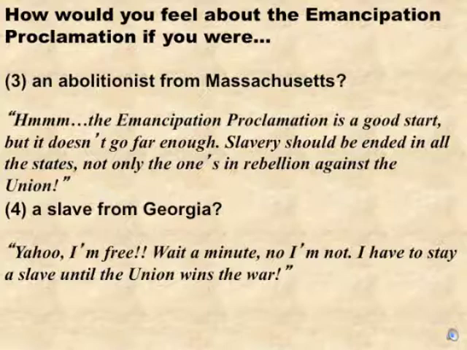A slave from Georgia? Yahoo! I'm free! Wait a minute, no I'm not. I have to stay a slave until the Union wins the war. Or until federal troops reach him. So if you see federal troops coming down the road and you're a slave in Georgia, are you likely to help them, to run to them, or to run away from them? Think about that.